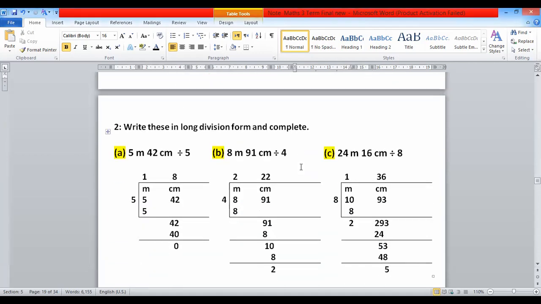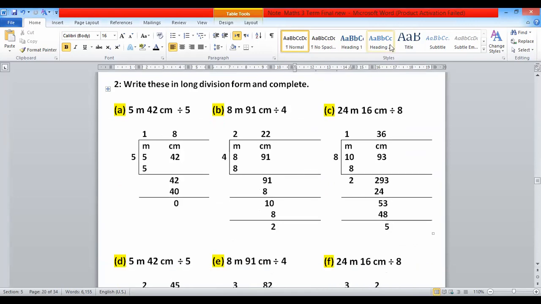Look at question 2. Dear students, question 2 is the same as question 1, but here in this question, the sums are given in horizontal form, and you have to write them in vertical form first and then solve. Same steps you will apply here.